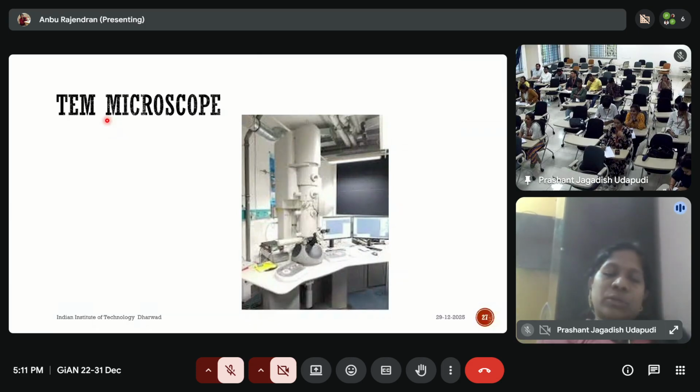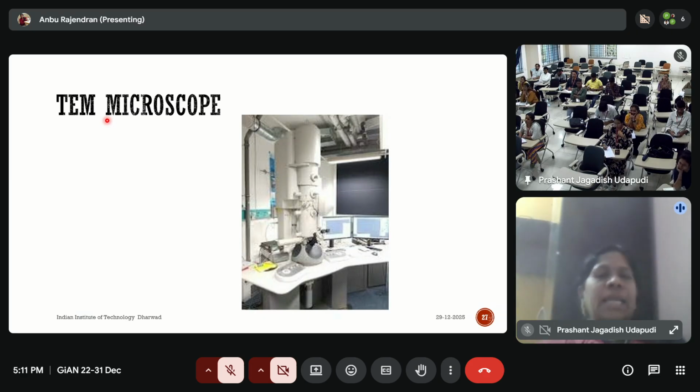From the thinned-down sample, you will cut 3 mm discs. So now 3 mm discs of 60 to 70 micron thickness will be available in your hand. Now what you have to do is place that sample in a machine called PIPS. The PIPS machine allows ion beams to fall from both sides at an angle. So when ion beams fall from both sides, they will thin down the sample.